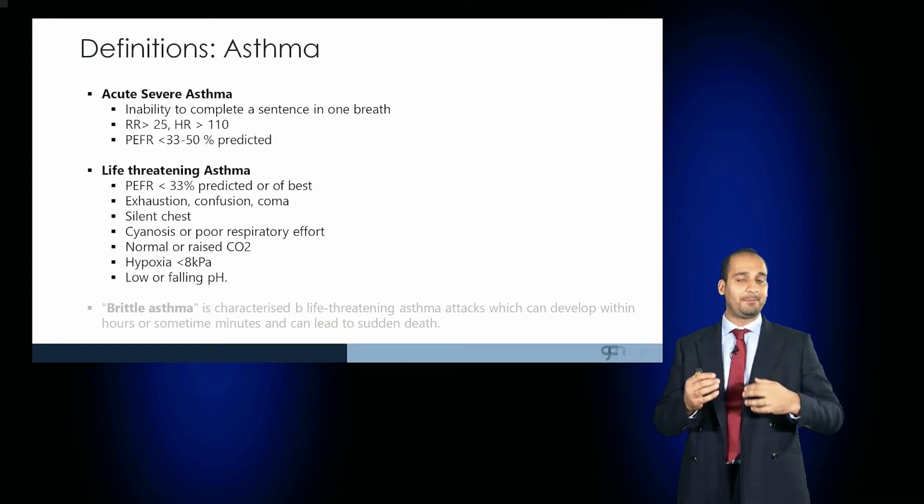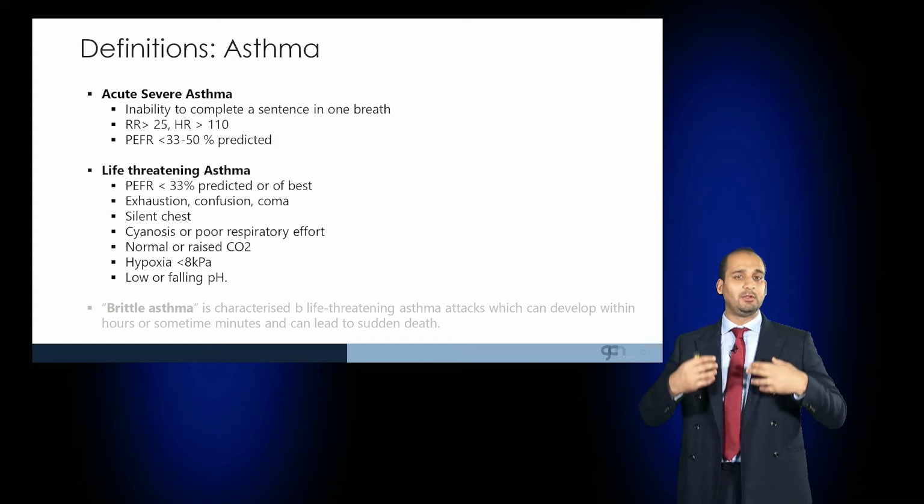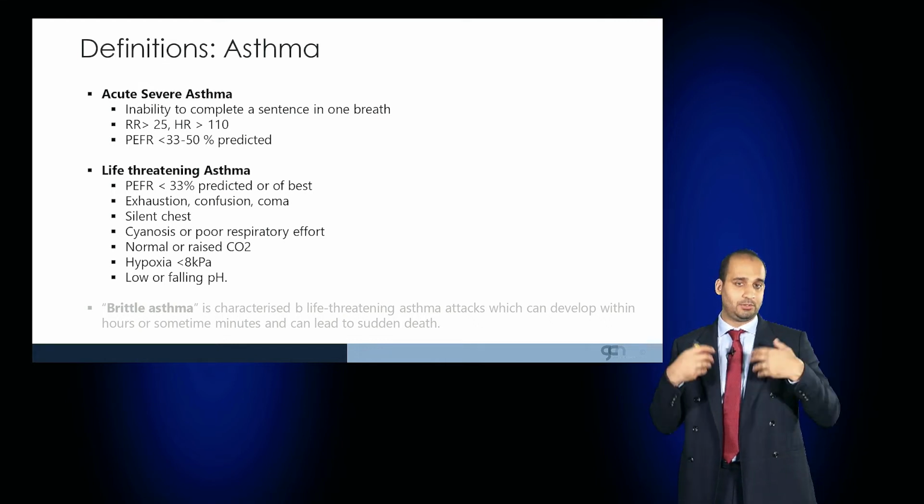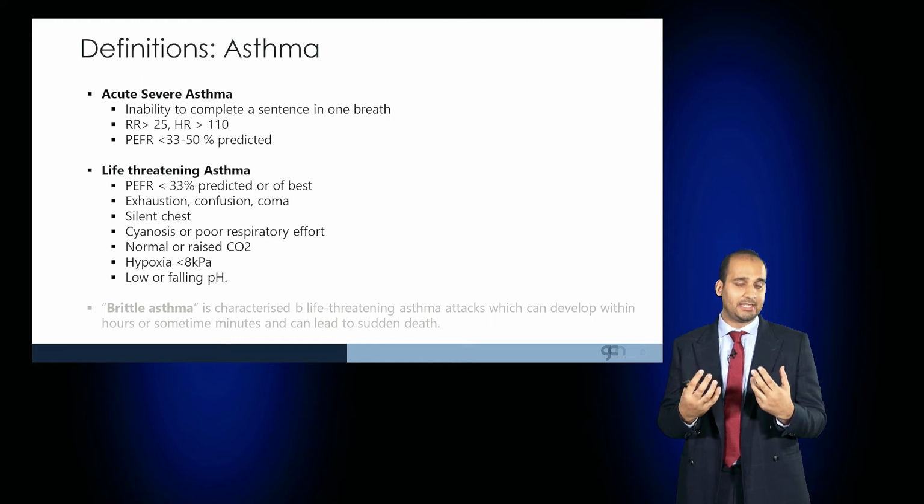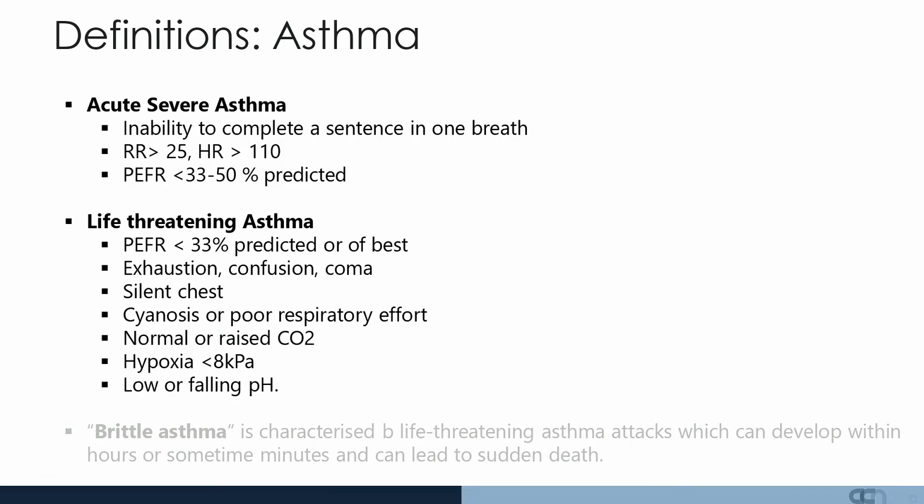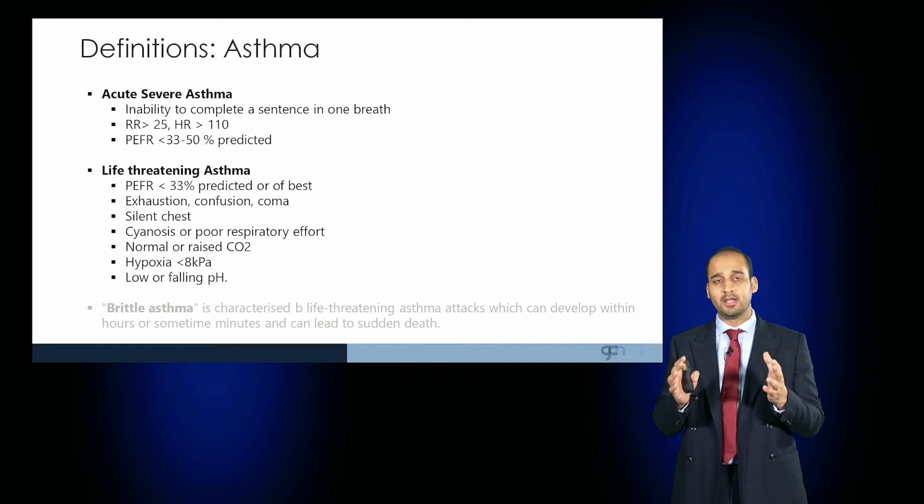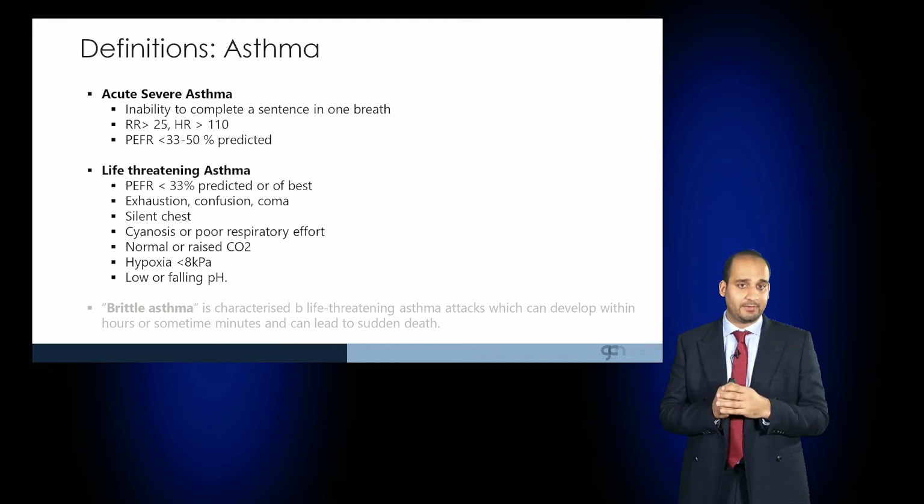You would expect in a patient with severe asthma who's tachypneic, who's breathing very hard, that their CO2 would drop due to the excessive breathing. But when the CO2 begins to climb, it implies that the respiratory effort is now compromised, and so a normal CO2 is severely worrying in these patients. They may also have hypoxia with a PO2 of less than 8 kilopascals, and the pH may begin to fall. These features would require intensive care.